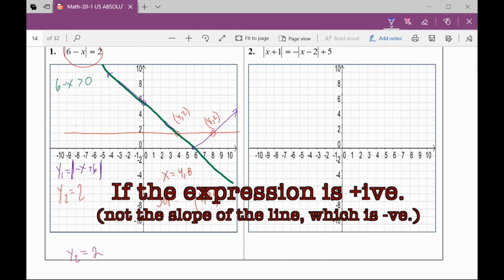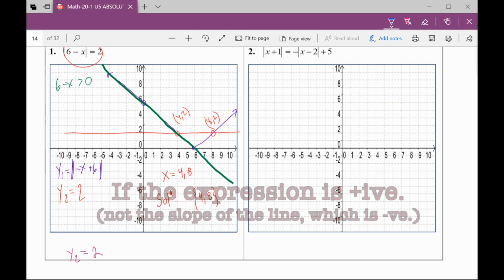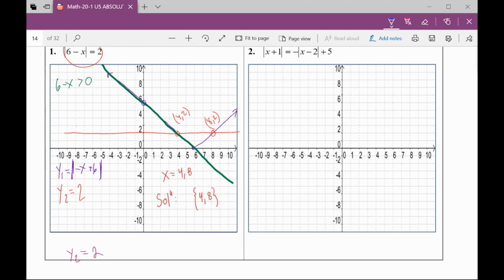Okay. But the other case you get is if 6 minus x is negative. In other words, it looks like that. And in this case, if we just expand the negative 1 through, we're actually going to get x minus 6, a line with a positive slope and a y-intercept of negative 6. It's going to cross the y-axis down here. And that line would look like this.